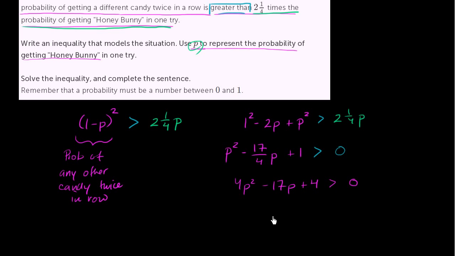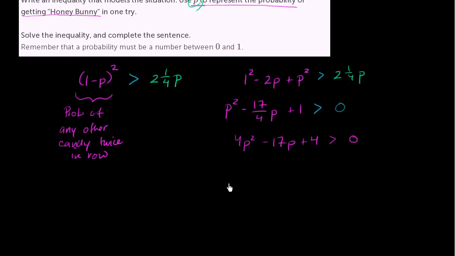is greater than 0. And let's see, what are the roots of this? We could use the quadratic formula if we wanted to do it really quick. We could probably do it other ways. But negative b, so it's going to be 17 plus or minus the square root of 17, negative 17 squared, b squared, so that's 289, minus 4 times a times c. Well, a times c is 16 times 4, so minus 64. All of that over 2 times a. All of that over 8.